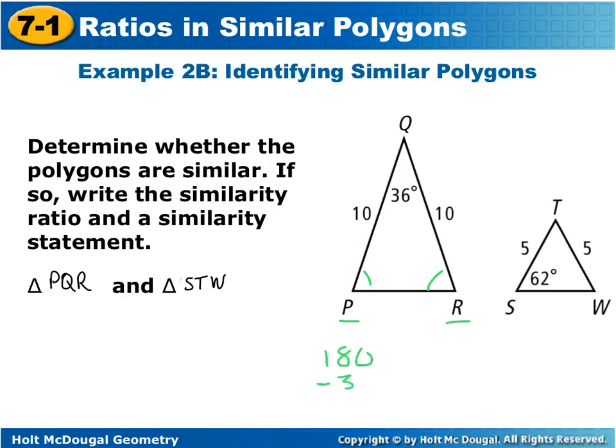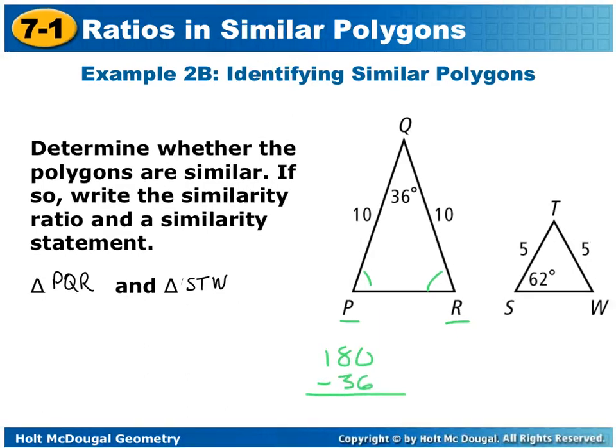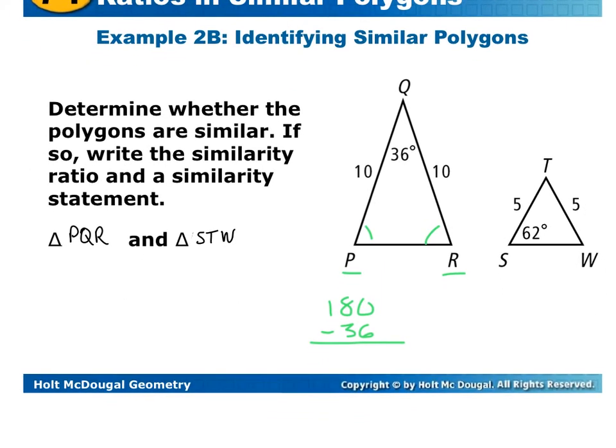180 minus 36, and then divide that by 2. What's 180 minus 36? 144. Then we take 144 and divide that by 2. Why do you divide it by 2? Because there's 2 angles. These 2 added together are 144, and they're the same. So we can just divide it by 2 to find out what each one is going to be. So each one of these is 72.